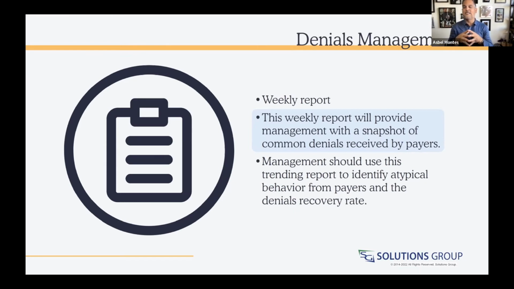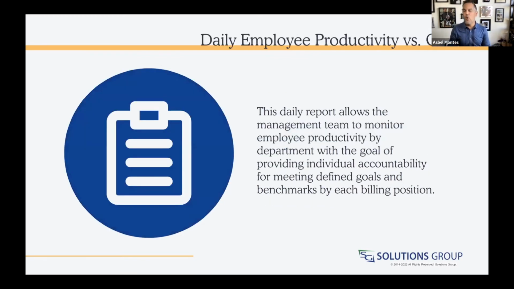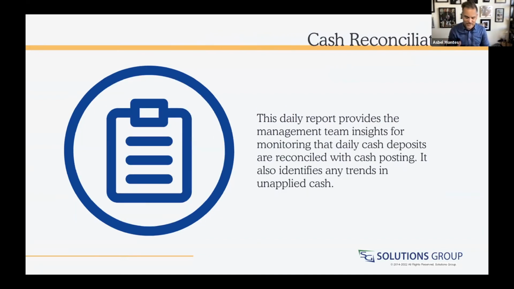If you ask for a denials management report and there are very few denials, I can almost guarantee you they're not accurately reporting denials in the right way. This is something that the billing team should be looking at. Of course, daily productivity versus goals. This is something that absolutely they should be doing. If you're not monitoring your people, if you're not measuring them, then of course there's no accountability. This is simple. At a minimum, they should be doing this.